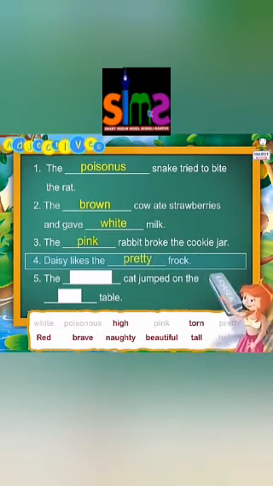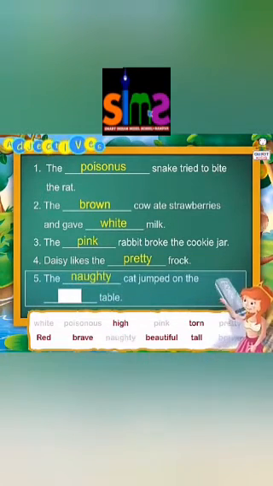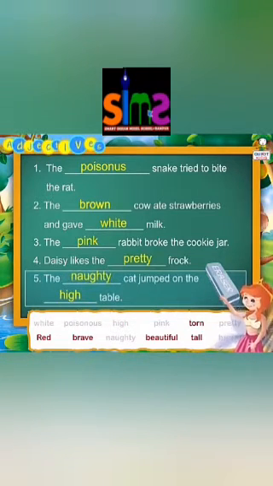Pretty. Daisy likes the pretty frock. Pretty is an adjective. The dash cat jumped on the dash table. Naughty. High. The naughty cat jumped on the high table. Naughty is an adjective. High is an adjective.